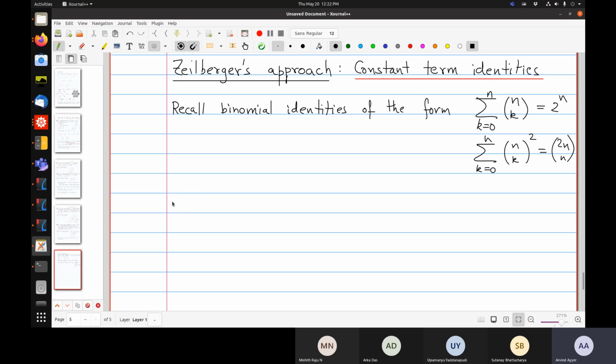So the subject began with a beautiful identity due to Freeman Dyson. The subject of CT, I'll use CT for constant term, again with Dyson's conjecture.